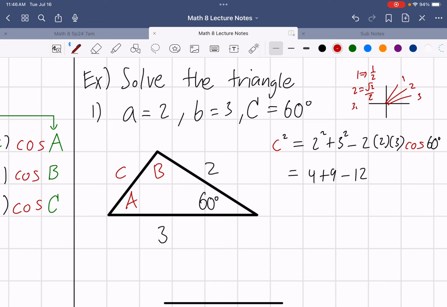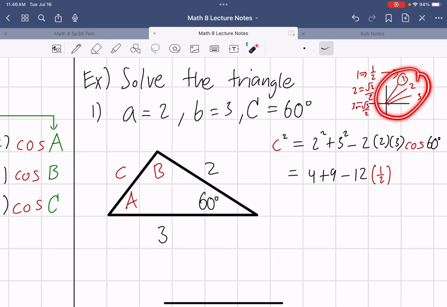When I say 3, I really mean square root of 3 over 2. But this is the one we're looking at, so that is equal to 1/2. And again, every time I bring this up, I will forever say this portion because I don't want you to leave this class thinking cosine of 60 is equal to 1. It's equal to 1/2, right?